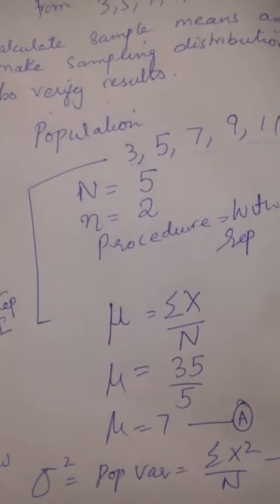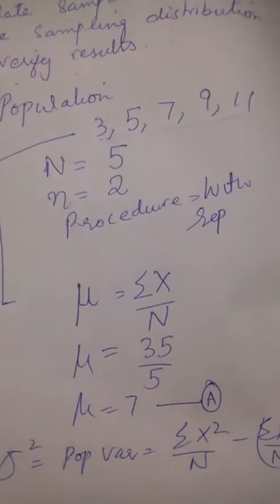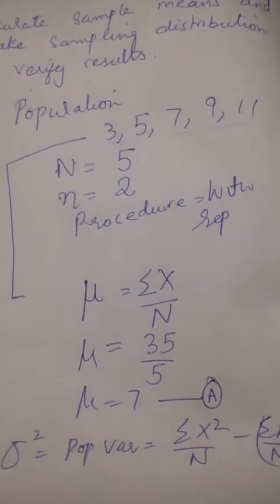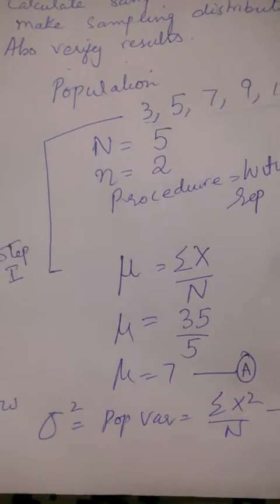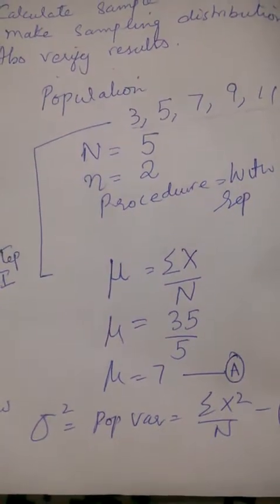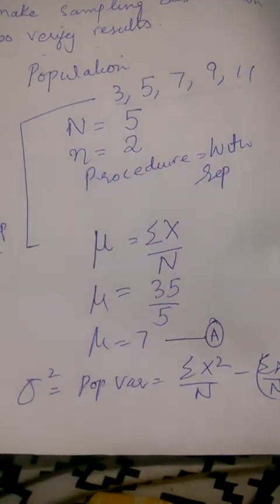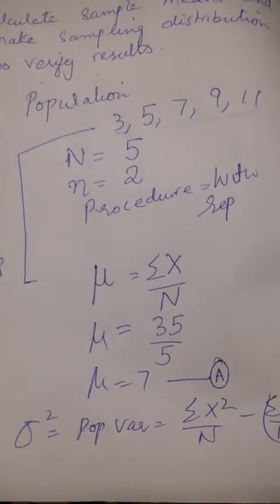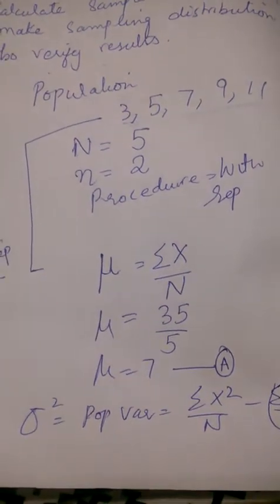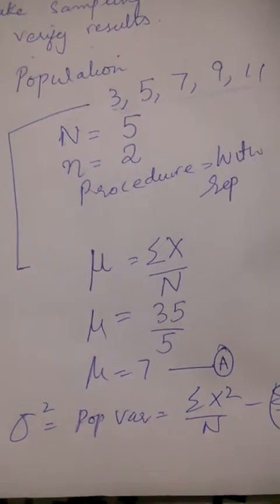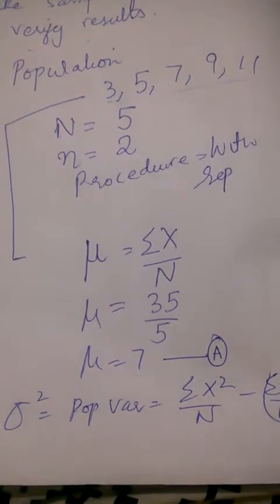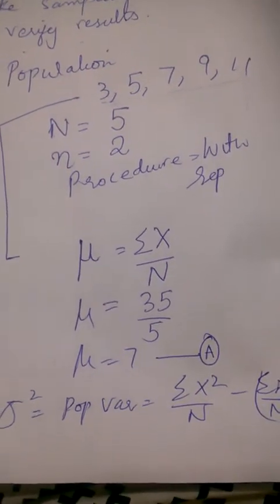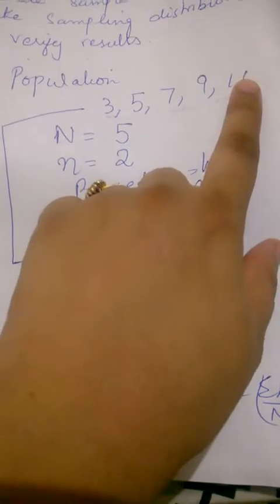whenever you are going to solve your sampling question, keep this in mind that first of all we will calculate the population mean and population variance. This is not mentioned in the question, but you need these results later in your verification stage. For that reason, first of all, we find the mean and the variance of the population. Population is 3, 5, 7, 9, 11.